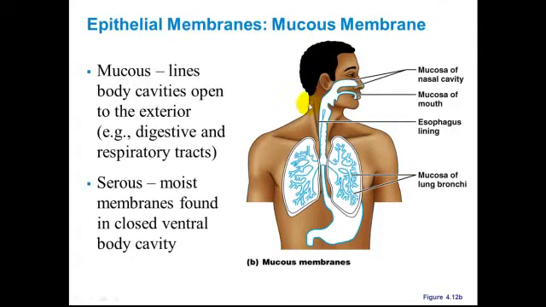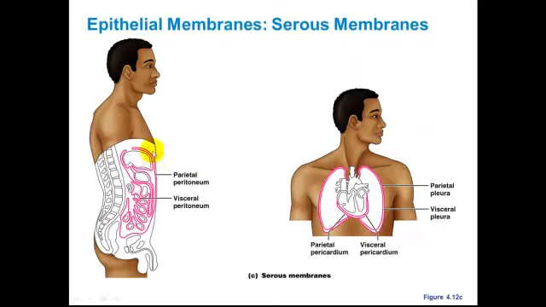We also then internally have our mucous membranes, and the mucous membranes line body cavities that are open to the exterior. Right? So here, this would be the digestive and the respiratory tract. These are considered mucous membranes. These are also made of epithelial tissue. There's another kind of important membrane called a serous membrane. And the serous membrane lines all of the organs within the closed body cavity.